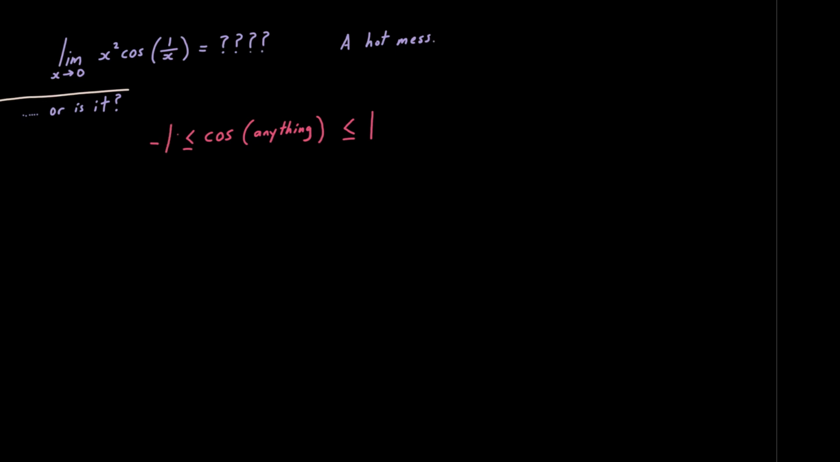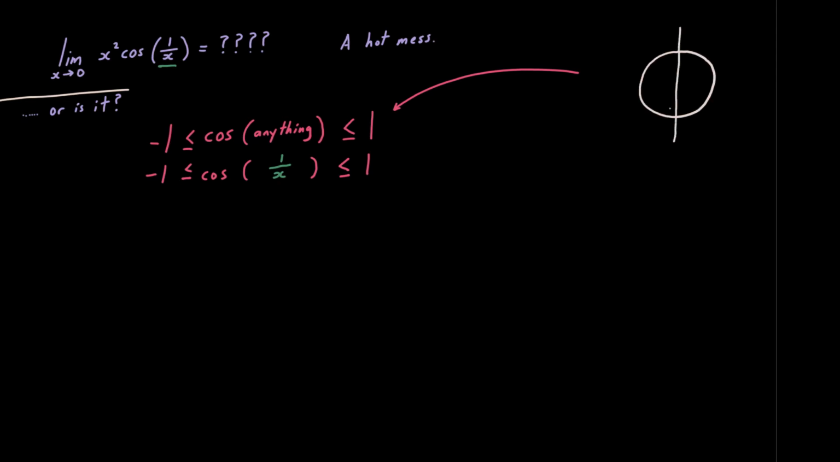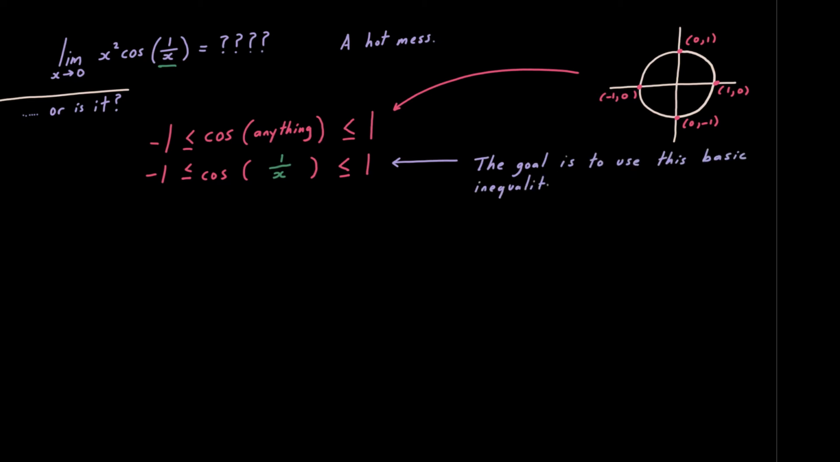The biggest cosine can be is 1, the smallest cosine can be is -1 of anything. So we can just replace the word anything with 1 over x, and write an inequality like so. And this basic trig inequality just comes from the fact, if you draw your unit circle, the top points 0, 1, bottom points 0, -1, and the left and rightmost points are -1, 0, and 1, 0. And cosine is your x coordinate, so this inequality is just reflecting a basic fact about the unit circle.